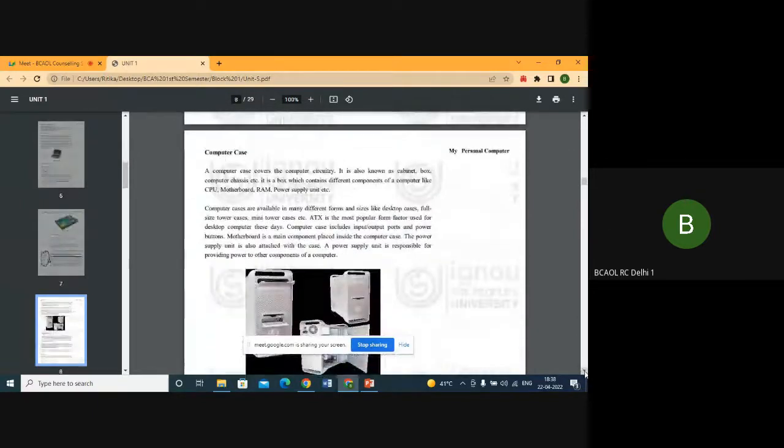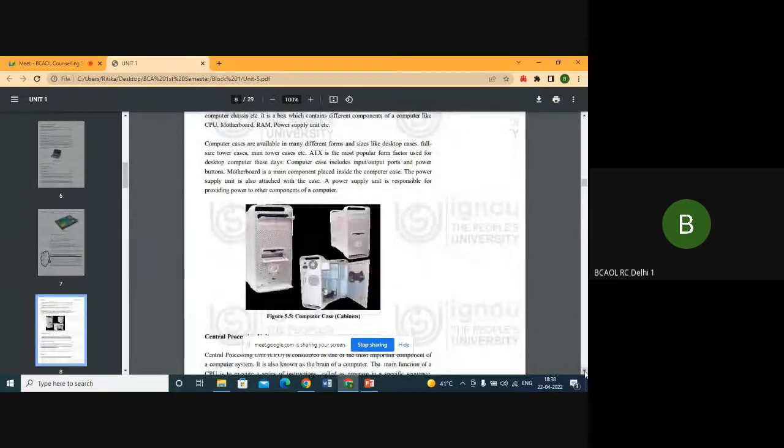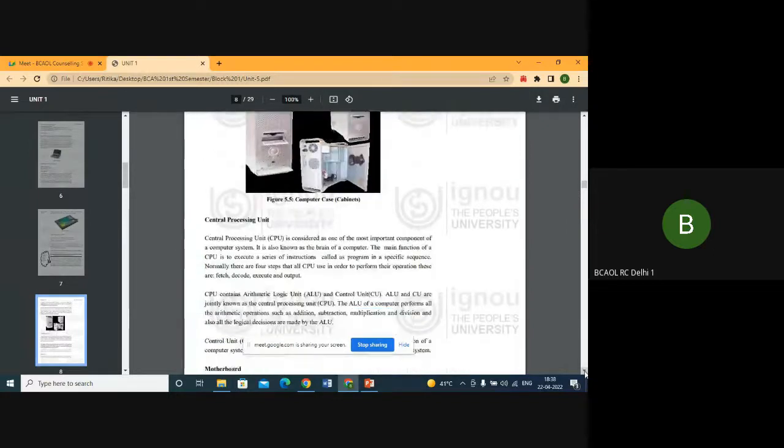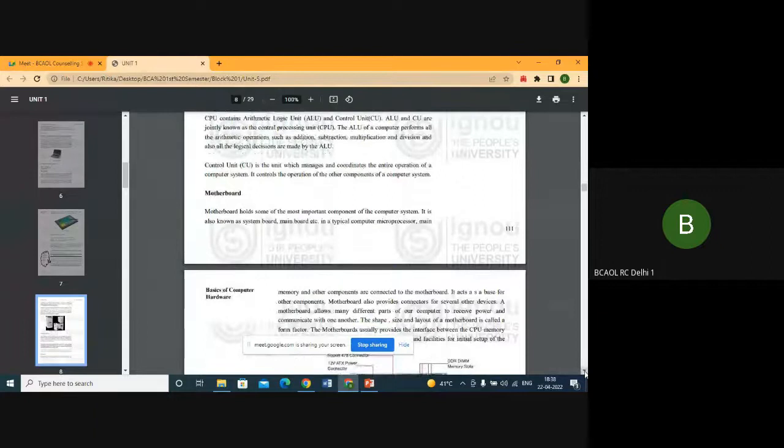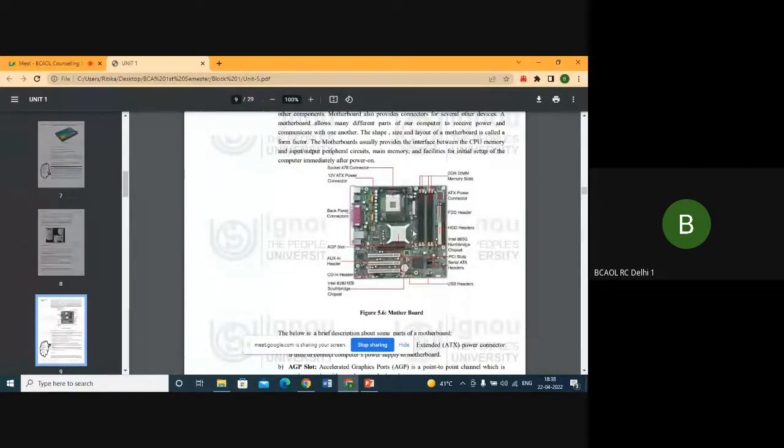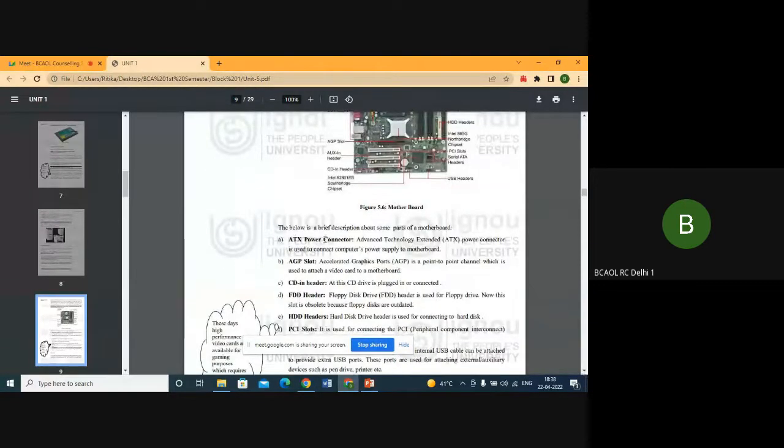And what are the different components of a CPU? They have given you the cabinet, you have the CPU, that is your chip. Then you have the motherboard. This is your motherboard. This is the image. Back panel connectors, AGP slots, all these things are given here. We'll talk about the ATX power connector. What is the power connector? It connects the computer's power supply to the motherboard.